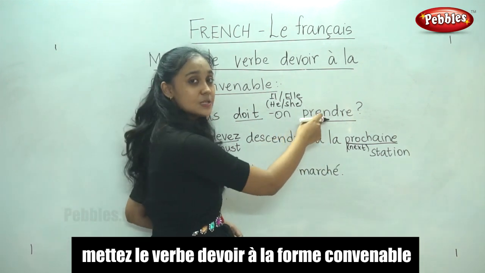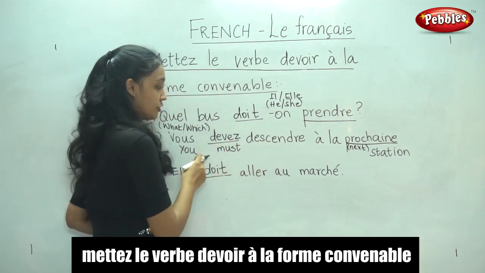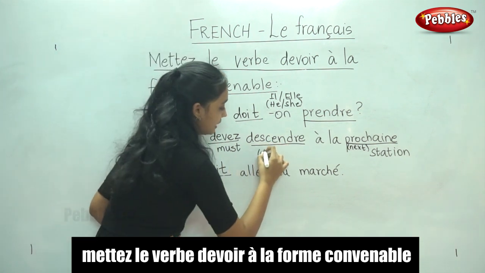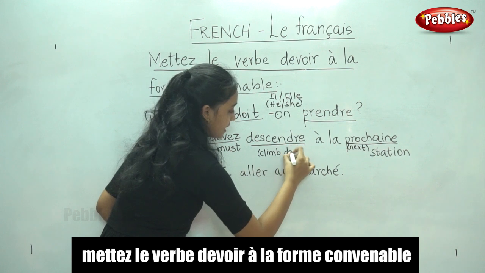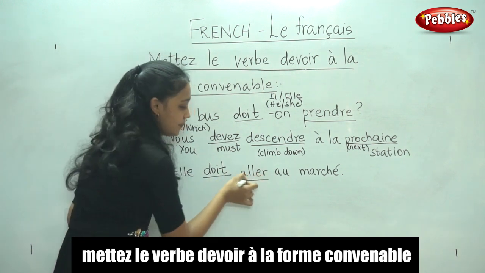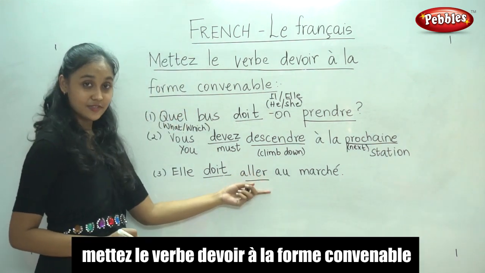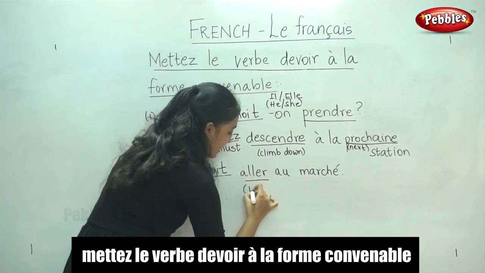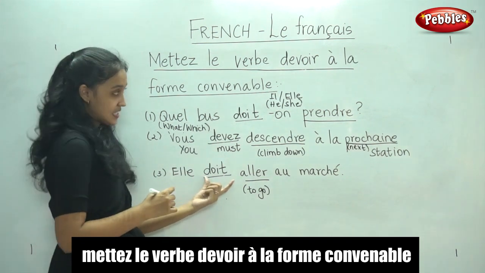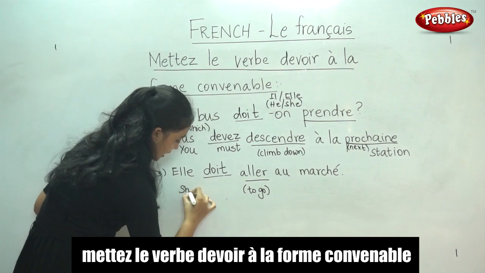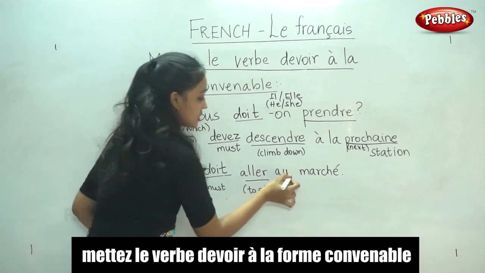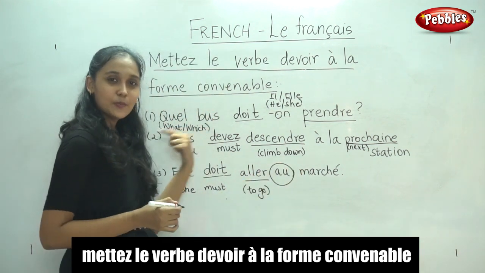So, the infinitive here is prendre. Here also we have two verbs. The second verb is descendre. That is also in the infinitive form. What does it mean? It means to climb down. And finally, do you remember this verb? Aller? Yes, we learned this verb. It was a different conjugation. Aller means to go. So, she must, this devoir means must. So, she must go au marché. Did you note this? We just learnt this in the previous concept.